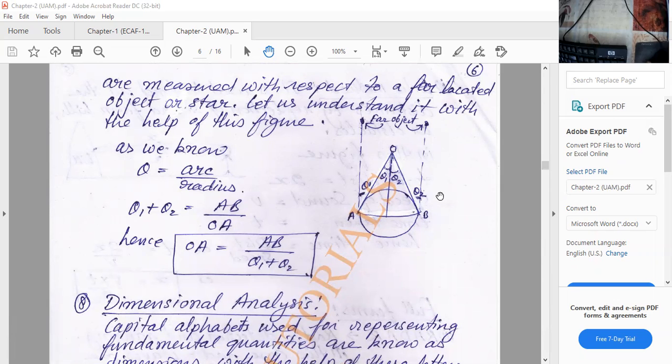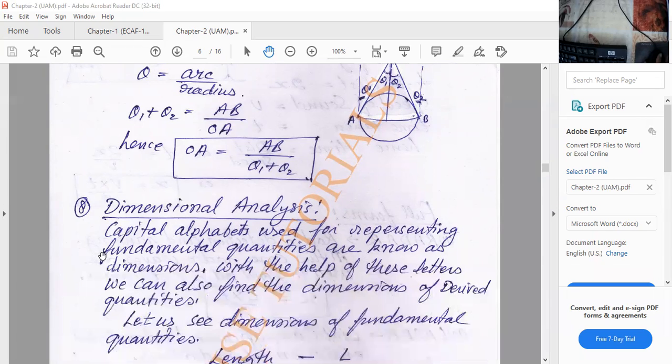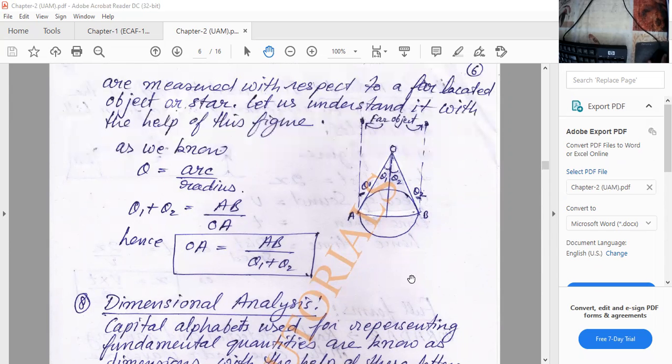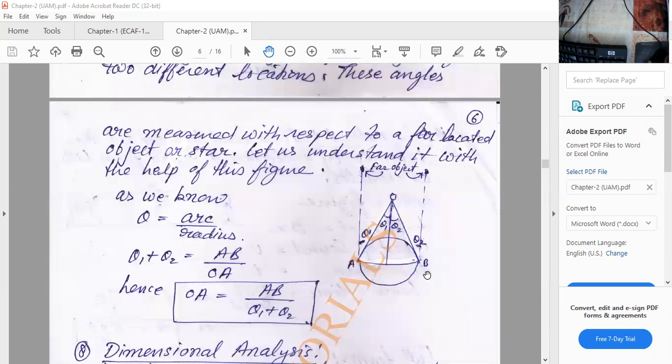Okay, so students, today let us close our class up to here, and in the next class we will move forward with dimensional analysis, another important part of our second chapter. In the next video, we will clarify all the terms and concepts of dimensional analysis. In today's video, this was our last topic, and now let's conclude our class here.